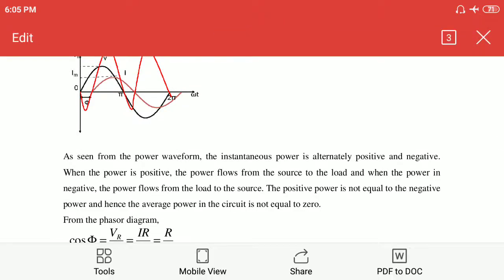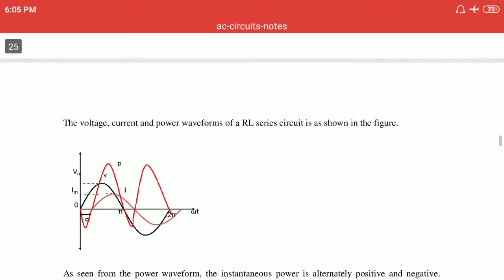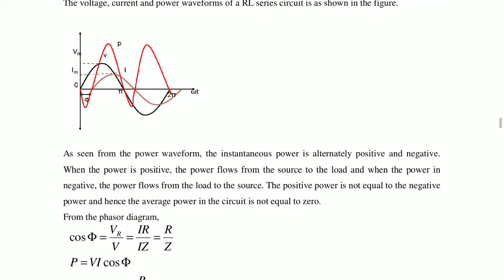Observe the voltage, current, and power waveforms. Here the power flows from the source to the load, and when the power is negative, in the negative cycle, power flows from load to source. When the power is positive, power flows from source to load.